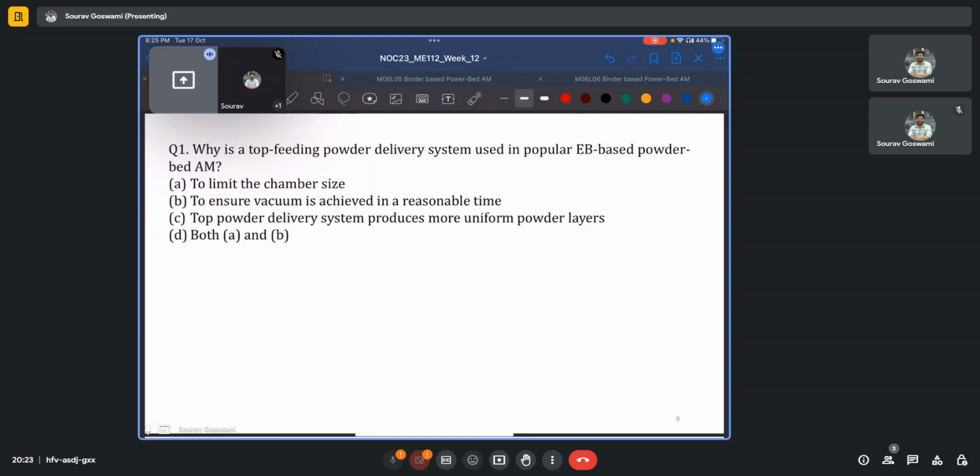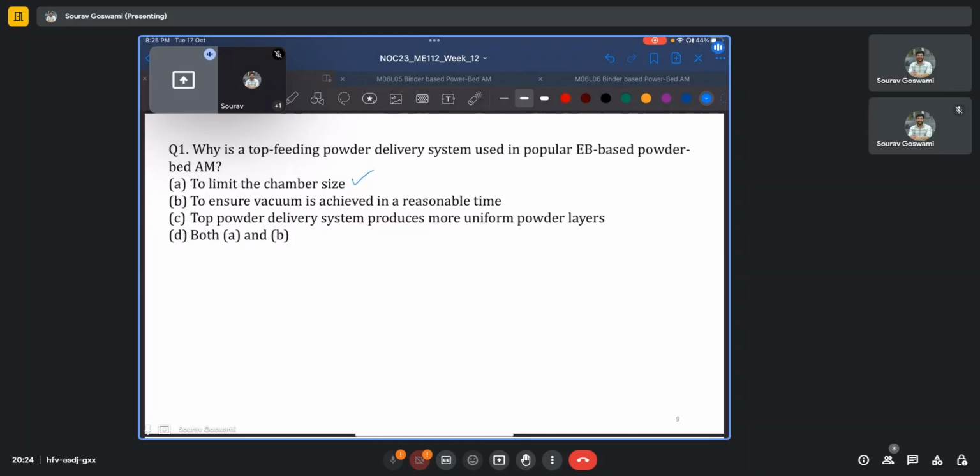To limit the chamber size: it has usually been found that when AM machines are designed, a bottom feeding one might have a larger size than a machine with top feeding, and it also might require more powder during the printing cycle. Even if the part we are printing is smaller, since we need the loose powder over the entire print area, the overall volume of powder we will be using, eventually recovering though, would still be pretty large. So yes, it has been found that the top feeding systems do lead to more compact designs of the additive machine.